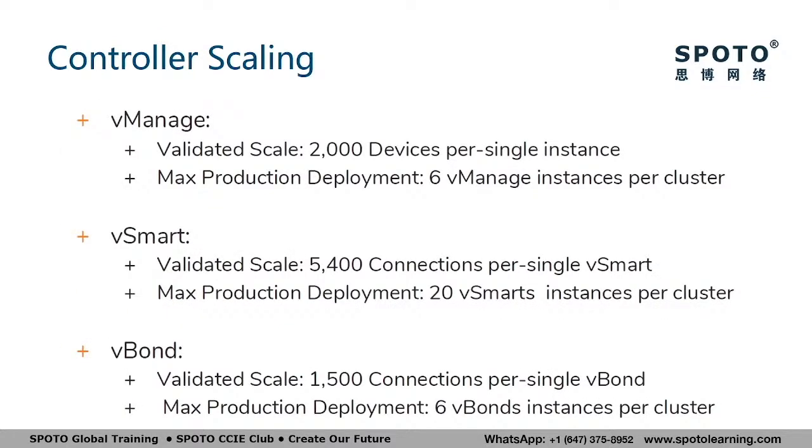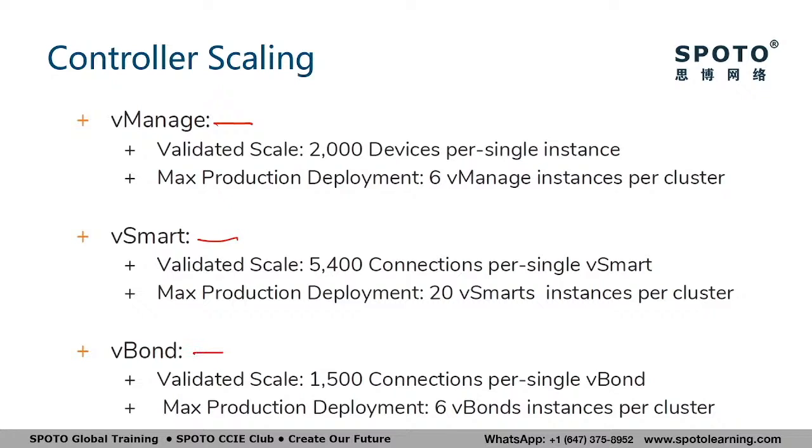Controller scaling. For vManage, validated scale is 2,000 devices per single instance. Maximum production deployment is 6 vManage instances per cluster. For the vSmart, validated scale is 5,400 connections per single vSmart. Max production deployment, 20 vSmart instances per cluster.